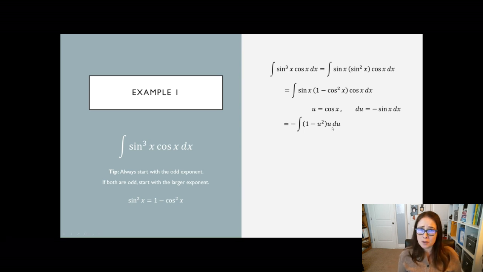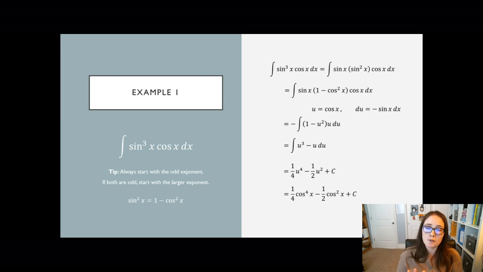At this point, I just have a polynomial. So I'm going to distribute everything out, get rid of those parentheses. So distributing the negative and the u into the binomial there in parentheses. And I end up with u cubed minus u when that is all distributed out. And from here, I can just integrate this using the power rule. So I end up with 1/4 u to the 4th minus 1/2 u squared plus my constant of integration. And the last step here is to reverse the u substitution, so I end up with an answer in terms of x. So I get a final answer there. So that's how you use the trig identities when you have an odd exponent in there. It doesn't matter if the other one's negative.